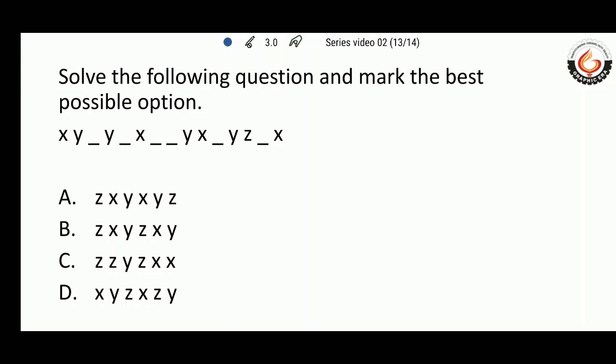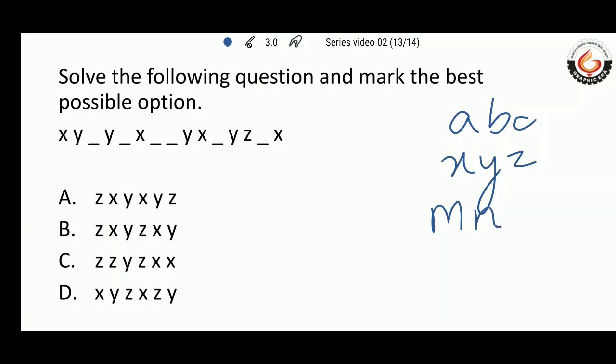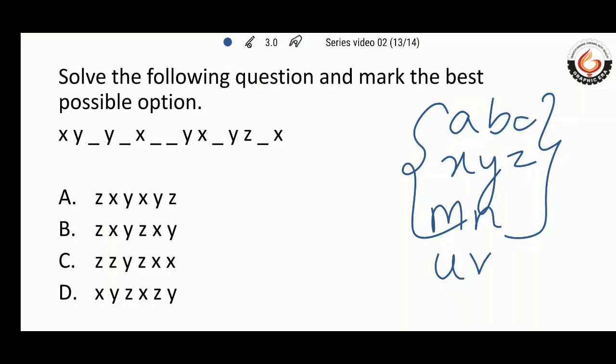Always note one thing, that these letter series come in either ABC format, XYZ, or MN format, because whenever they type these questions, the M and N, or you can say U and V also, and W along with it, they look similar. Chances of confusion are more in these letters when looking at letter series. So let's have a look at this one.